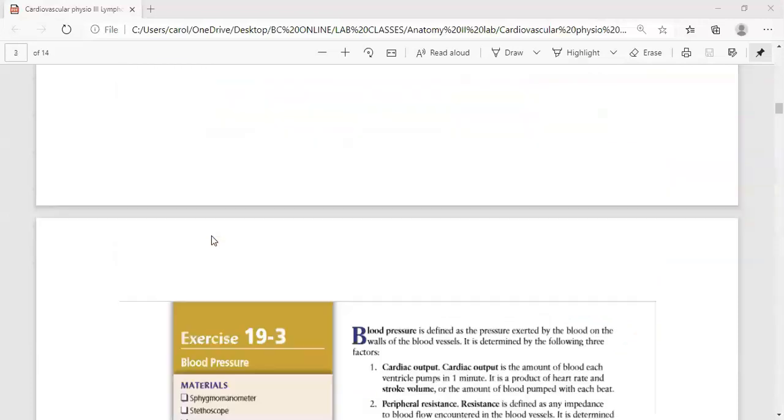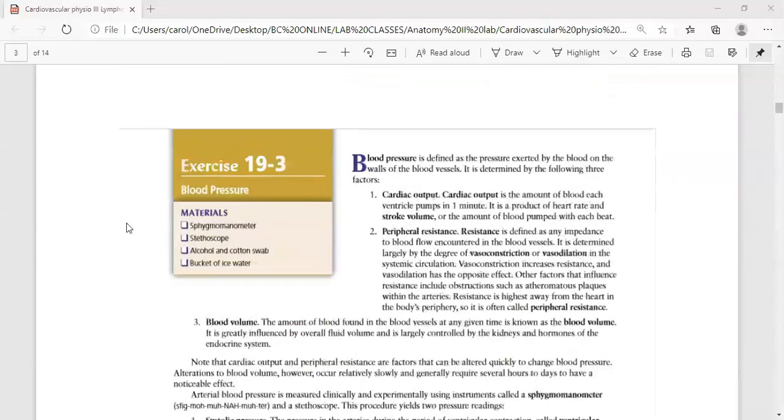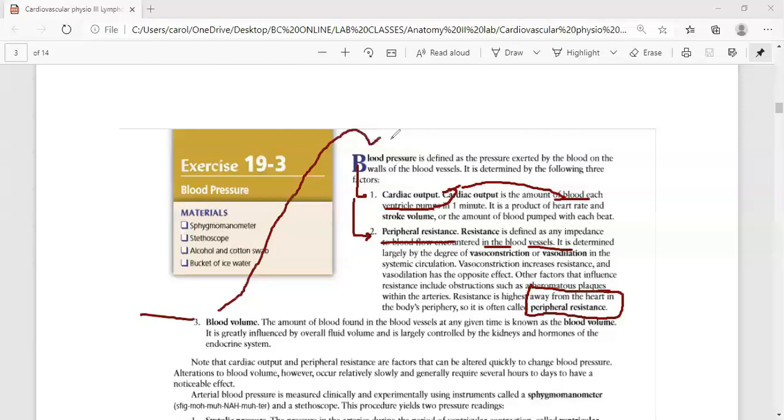Right, so if we keep scrolling down right here, now we go from there to blood pressure. Blood pressure is going to be determined by two main factors. One of them is going to be the cardiac output, and the other one is the peripheral resistance. The cardiac output is determined by the stroke volume and the heart rate. And the peripheral resistance has other factors that are going to affect it, such as vasoconstriction and vasodilation. In addition to that, another factor is going to be the blood volume, because the volume is going to give you the actual pressure.